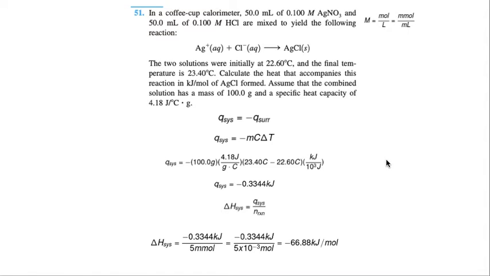So the two solutions were initially at 22.60 degrees Celsius, and the final temperature is 23.40 degrees Celsius. Calculate the heat that accompanies this reaction in kilojoules per mole of silver chloride formed. Assume that the combined solution has a mass of 100 grams and a specific heat capacity of 4.18 joules per gram degree Celsius. Again, Q of our system is equal to negative Q of the surroundings.